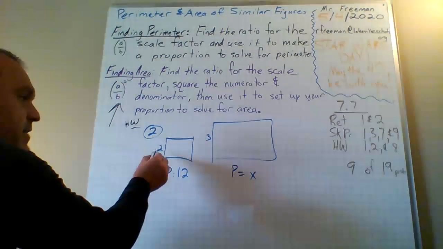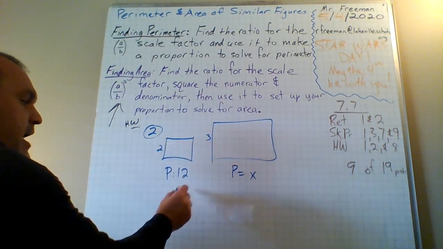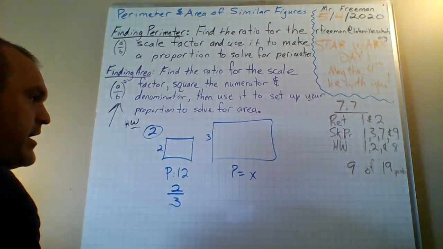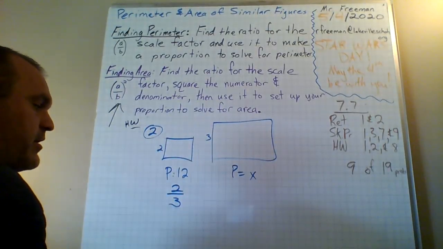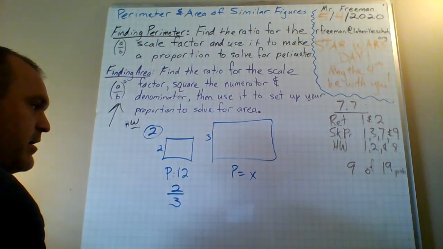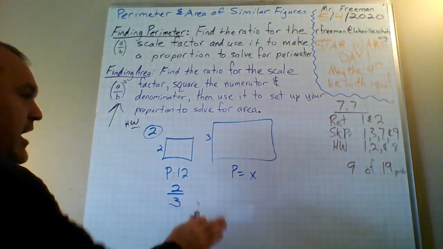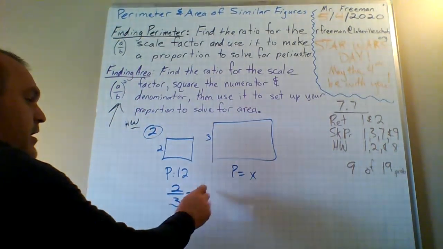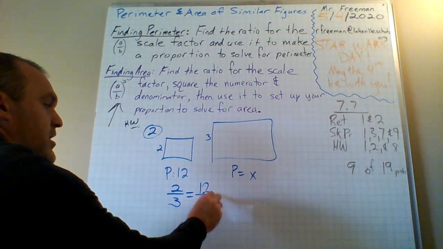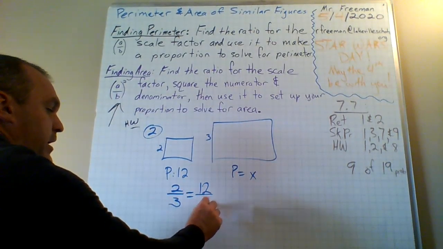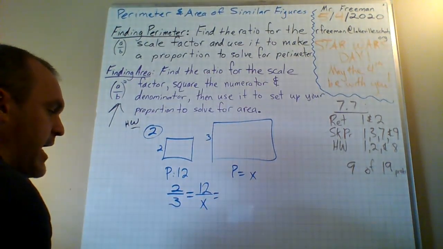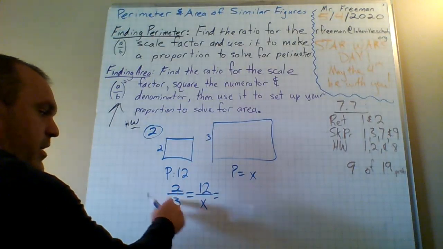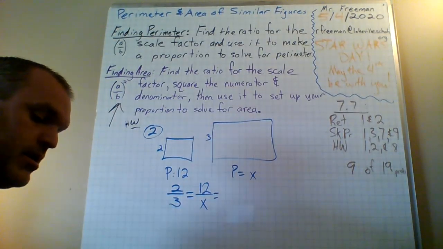Okay, well, our scale factor is simply this to this, which isn't a direct multiple or divisor to get from one to the other, so I have to use that as my scale factor. It's perimeter, so I don't have to square it or anything. I can use that directly to say if 2 is to 3, then this 12 must be to my new perimeter.